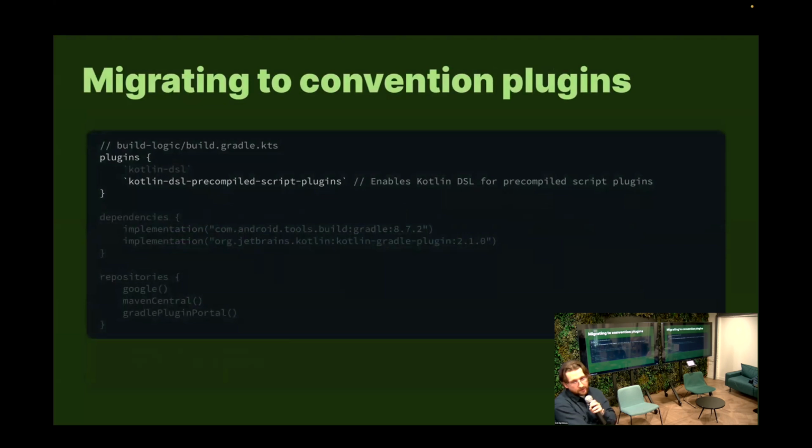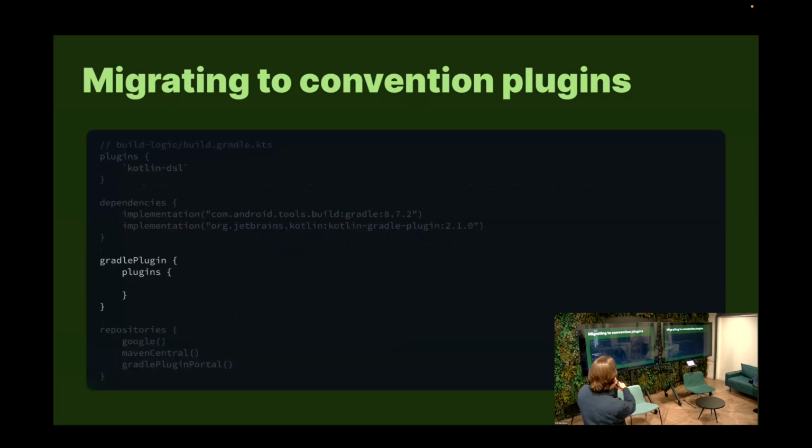But let's not stop there. We want to move now to convention plugins, mostly because that gives you access to some of the APIs through the artifacts that might be much better to be written in a more imperative way. So what we basically have to do is remove that plugin that we added, the precompiled scripts plugin, and add a new block called Gradle plugins. This helps us to just publish these plugins.